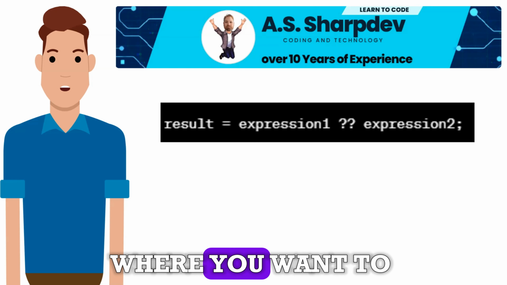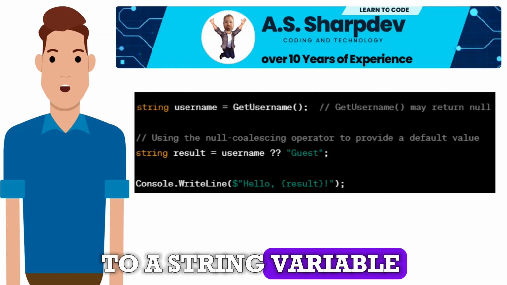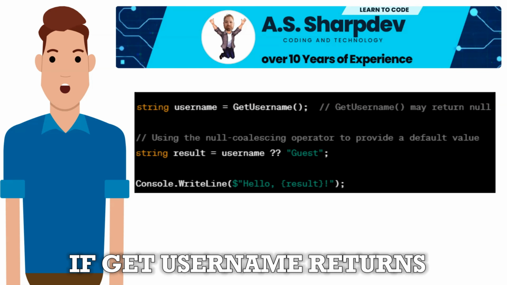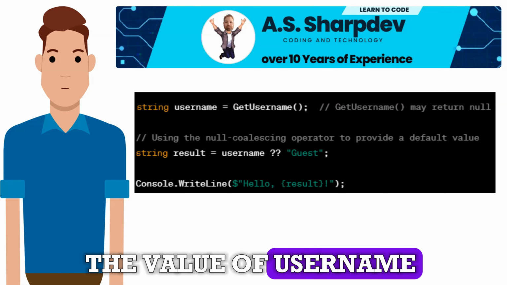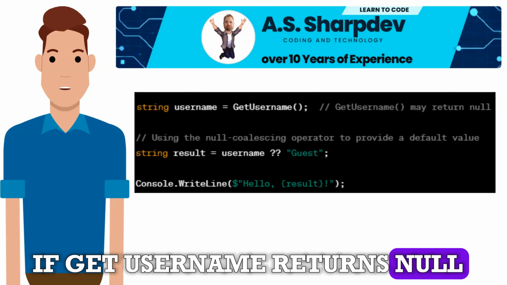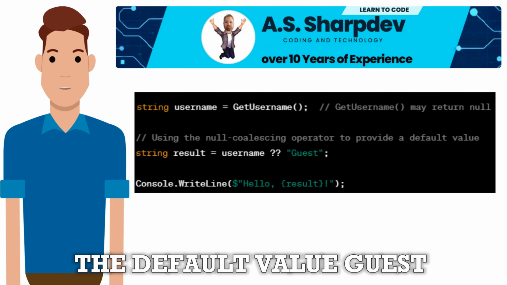Consider a scenario where you want to assign a default value to a string variable if it's null. If getUsername returns a non-null value, result will be assigned the value of username. If getUsername returns null, result will be assigned the default value guest.